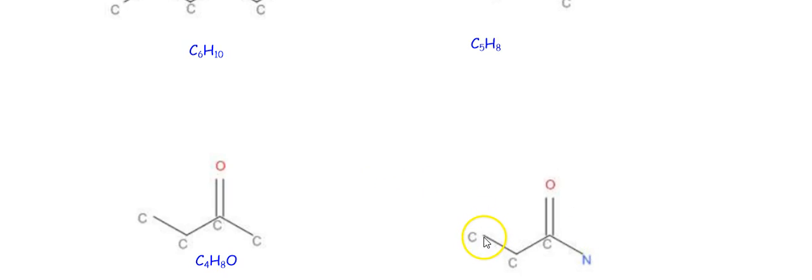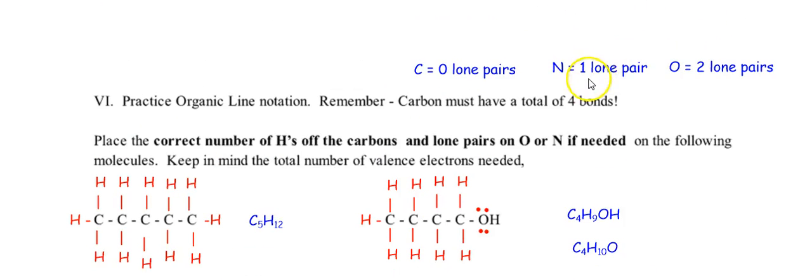How many hydrogens are here? 3. How many hydrogens are here? 2. How many hydrogens are here? None. How many hydrogens are here? None, it already has its 2 bonds. Now look at nitrogen. What did we say at the tippy top of this paper? Nitrogen has to have 1 lone pair. If it has 1 lone pair, it has to have 3 bonds.